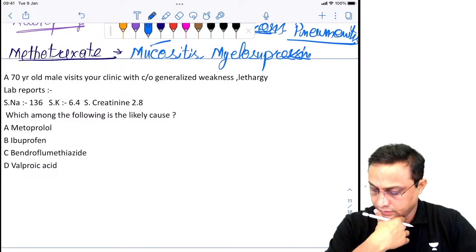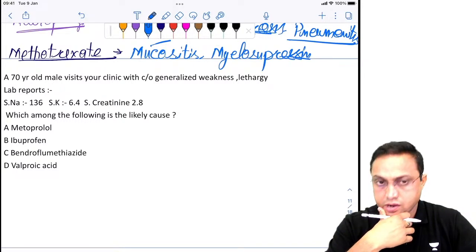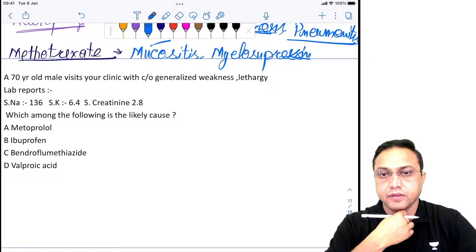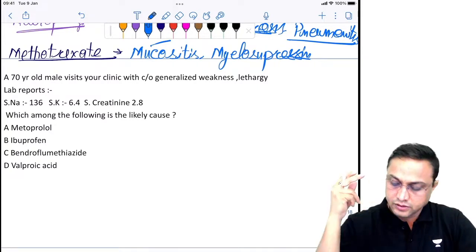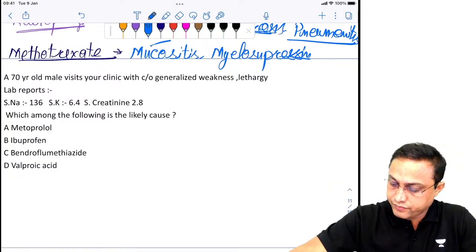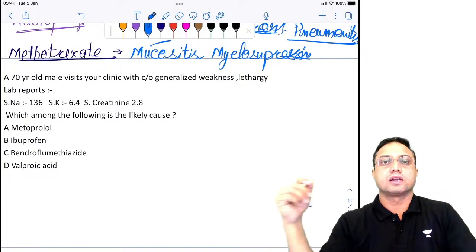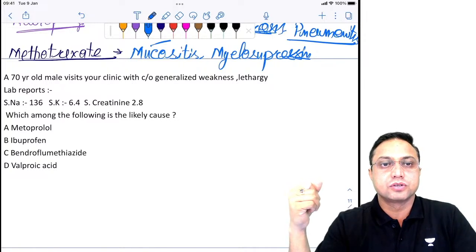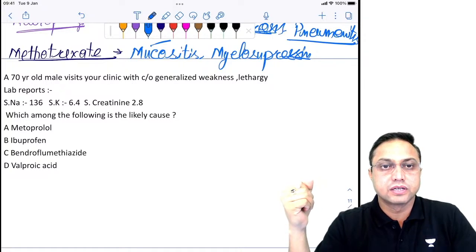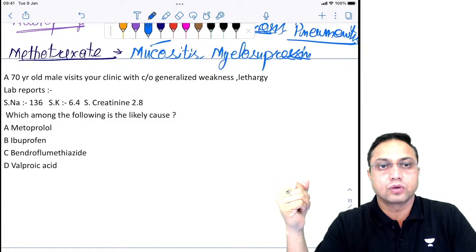Okay, guys, time's up. Your answers, please. So let's read the question: which among the following is the likely cause: metoprolol, ibuprofen, bendroflumethiazide, valproic acid. A 70-year-old male visits your clinic with complaints of generalized weakness, lethargy. Lab report shows sodium is 136, potassium is 6.4, creatinine is 2.8.